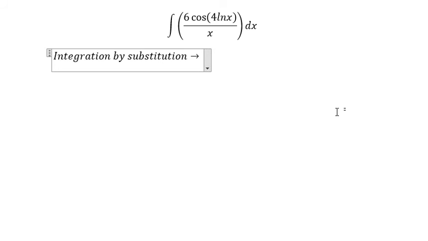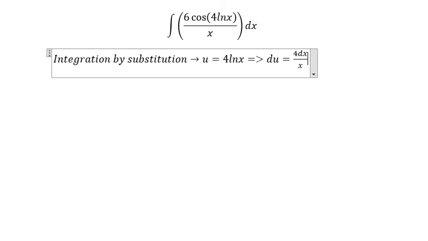So in here, we put u equals 4 logarithm of e x. So we can do the first derivative on both sides. Because we just have x over x, we have number 4 in here. So we divide both sides by number 4.